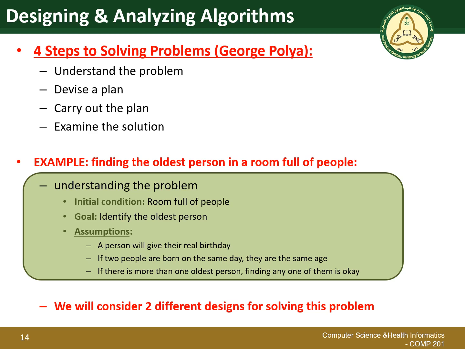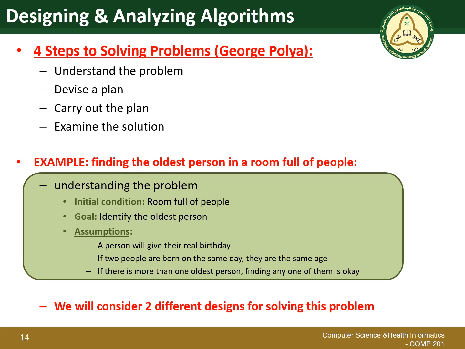Now we want to solve a problem, finding the oldest person in a room full of people. First, we need to understand the problem. We are looking for the information of the oldest person. And what are the data? We have a room full of people. We need to determine our assumptions.